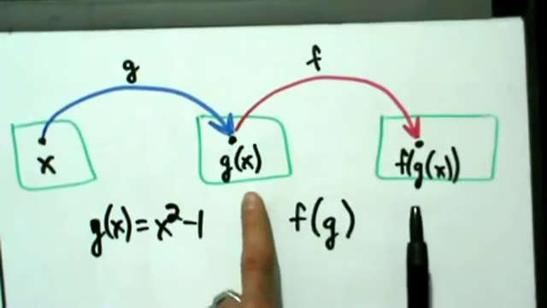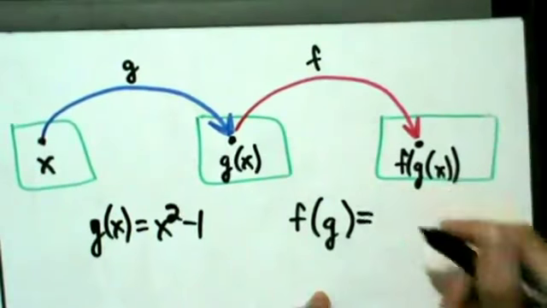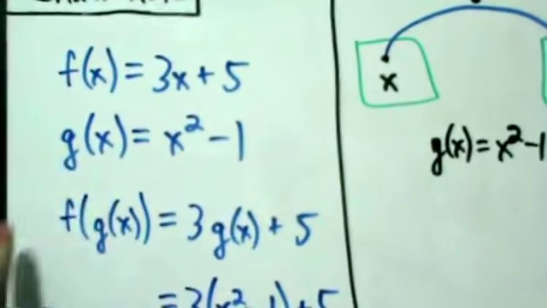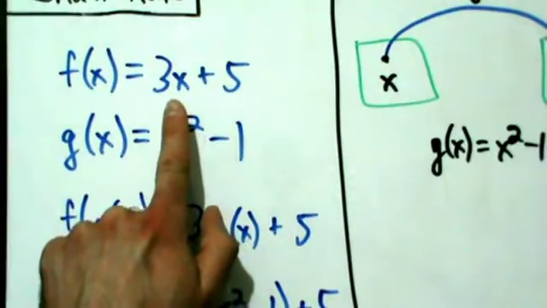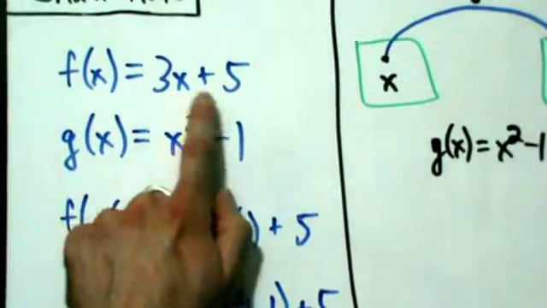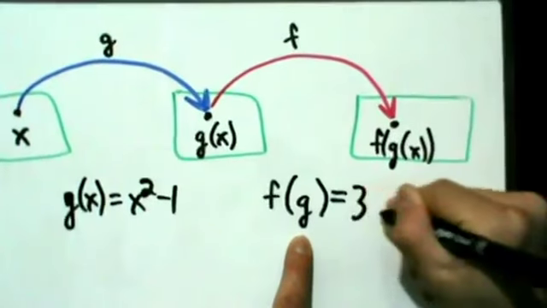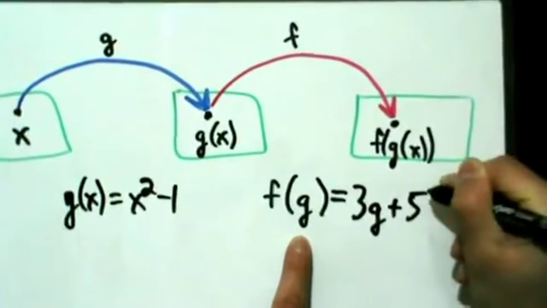So we're going to ignore the parentheses x over here. So f of g, what is f of g? Well, f of x is 3x plus 5. So in other words, f of a thing is 3 times that thing plus 5. So f of g is 3 times g plus 5.